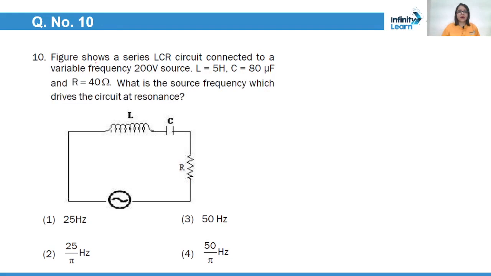Question number 10. Figure shows a series LCR circuit connected to the variable frequency source 220 volt and L is 5 Henry.